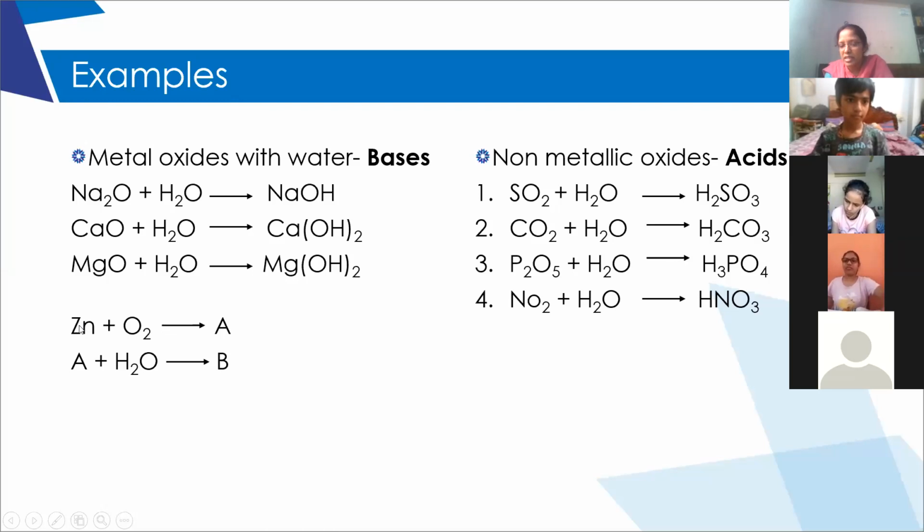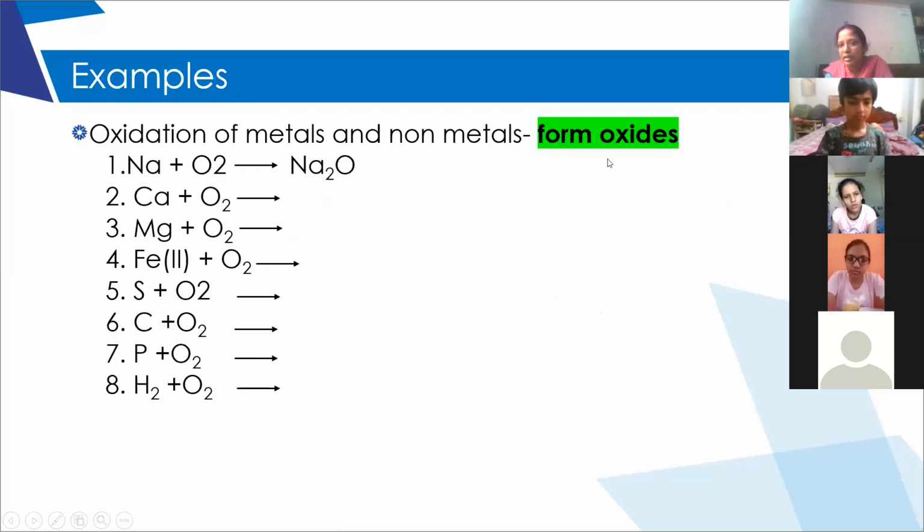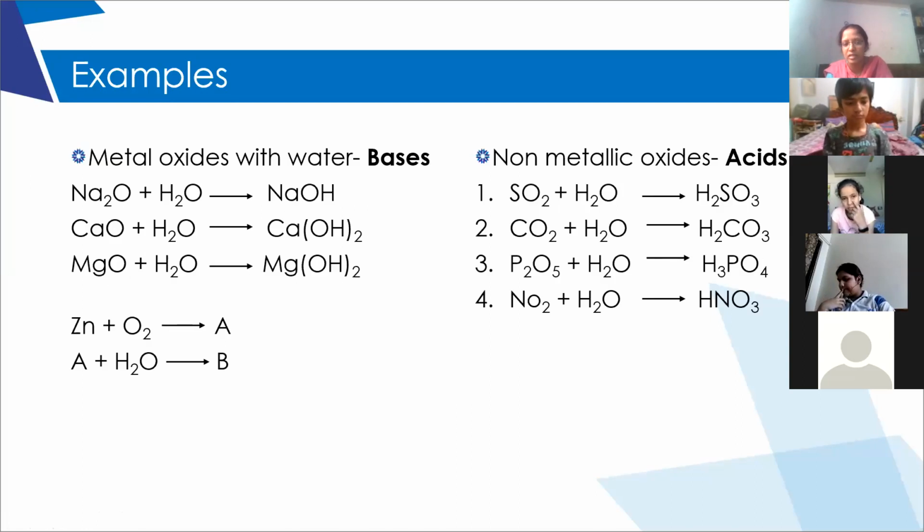So zinc is a metal. Metal with oxygen, what do we get? Element with oxygen, we get metallic oxides. Any element, whether metal or non-metal, with oxygen will give an oxide. That is the first reaction. Now, based upon the nature of this element, we know zinc is a metal. So metallic oxides with water will give us acids or bases.